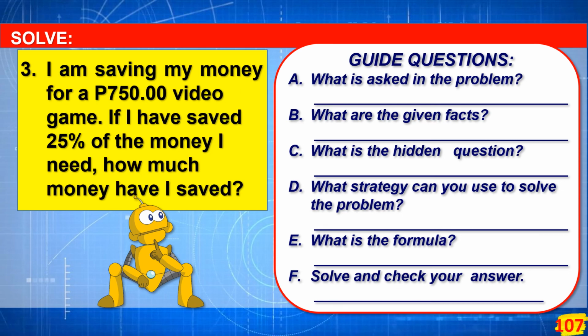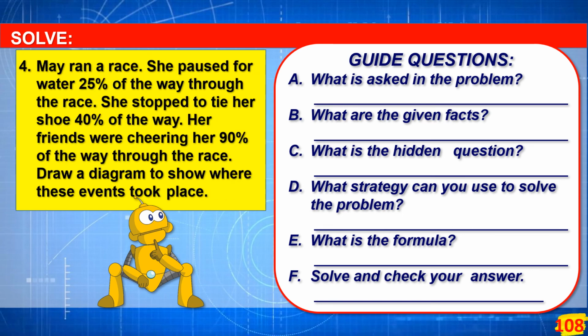Problem number 3. I am saving my money for a 750 pesos video game. If I have saved 25% of the money I need, how much money have I saved? Problem number 4. May ran a race. She paused for water 25% of the way through the race. She stopped to tie her shoe 40% of the way. Her friends were cheering her 90% of the way through the race. Draw a diagram to show where these events took place.